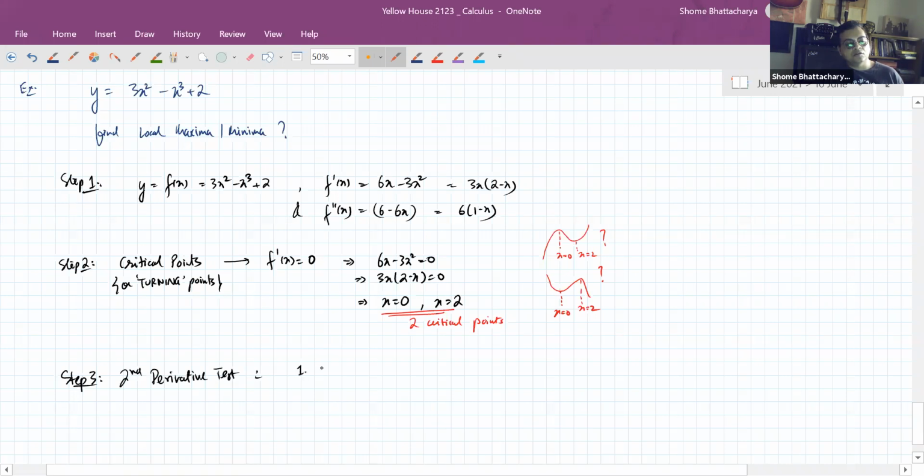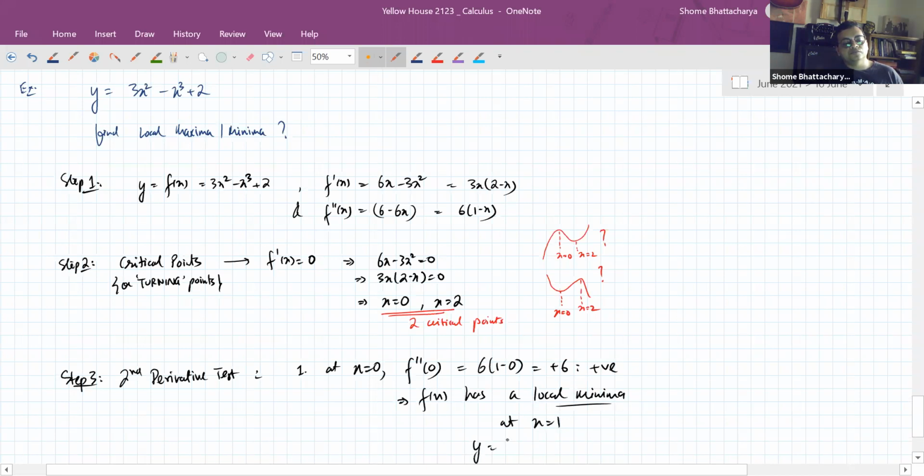So let's start with the first critical point at x equal to 0, f double prime of 0. Now what is that? That is 6 into 1 minus 0. So that's positive. So that means the function has a local minimum at x equal to 0, and its value is f of 0, which you can see from above is plus 2. Okay. So this point 0, 2, this is the dip point in the graph. So just make a note up to here, then we will discuss the second critical point, which is x equal to 2.